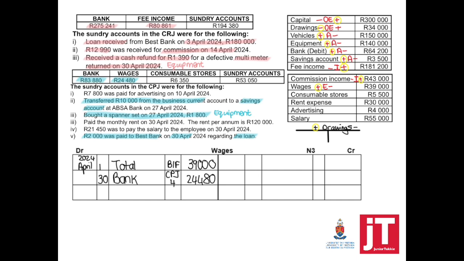month, which is the 30th. No other transactions is involved with wages. There's nothing on the credit side. So we just draw a line and we total. This is our new total for wages.